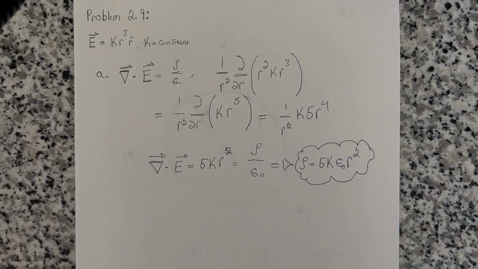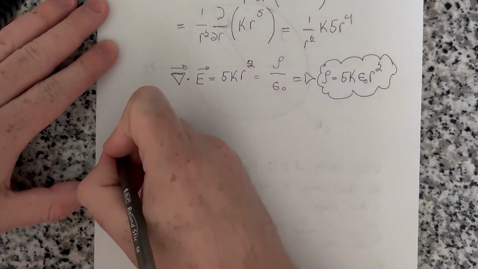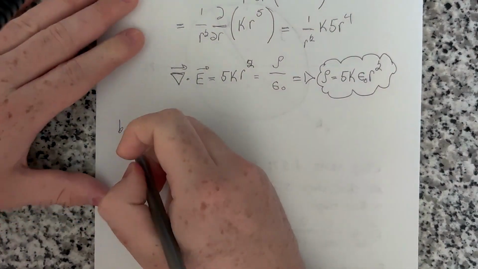All right, so part B says to find the total charge contained in a sphere of radius big R, centered at the origin. And it says to do it two different ways. We're going to do it first by direct integration, by just brute forcing the integral. And then we're going to use Gauss's law in integral form to show that it's a little bit easier to do it that way. So part B, let's do by direct integration.